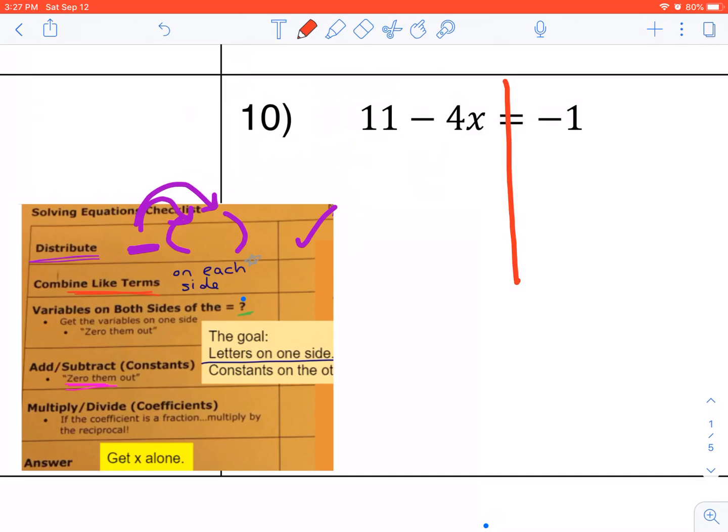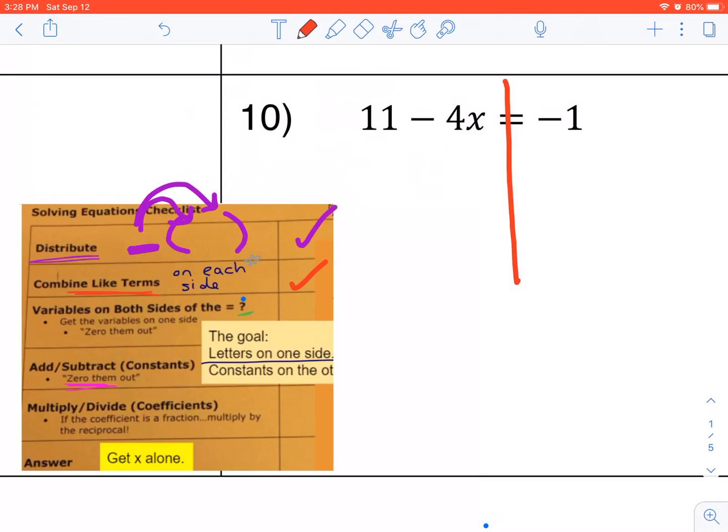And we're going to look on the left. Can I put an 11 with a negative 4x? No, they are not alike because one is a constant, a plain number, and the other one has a variable, an x. And on the other side, there's just a negative 1. So we cannot simplify. So check. Now we move on to the next step.